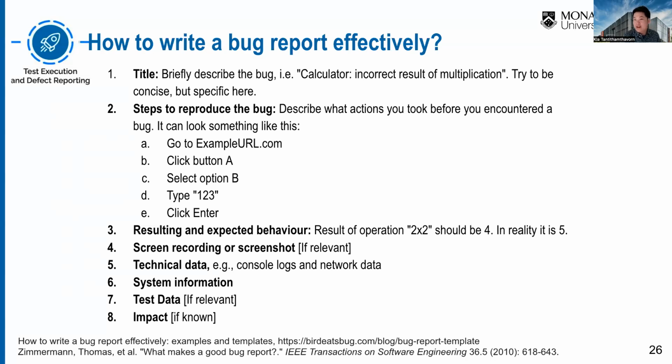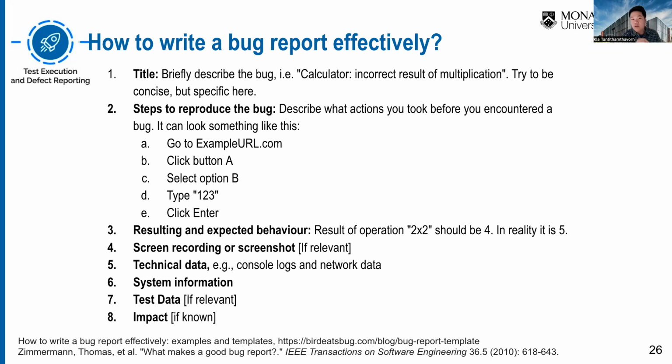And this is just a general guideline, right? So the title should briefly describe the bug. For example, the calculator module provides incorrect results of the multiplication, right? This is an example of the bug report. And to ensure that the bug can be reproduced and we can simulate this kind of bug as well, we, as a bug reporter, should describe the steps to reproduce the bug.